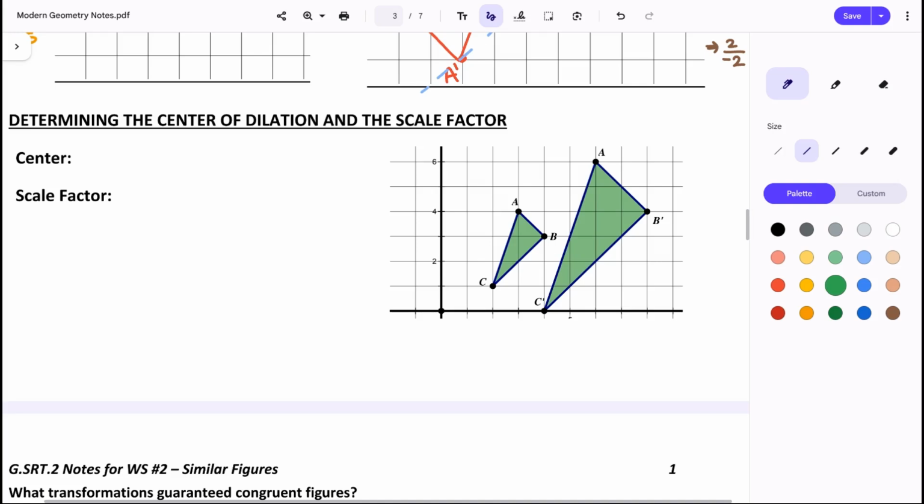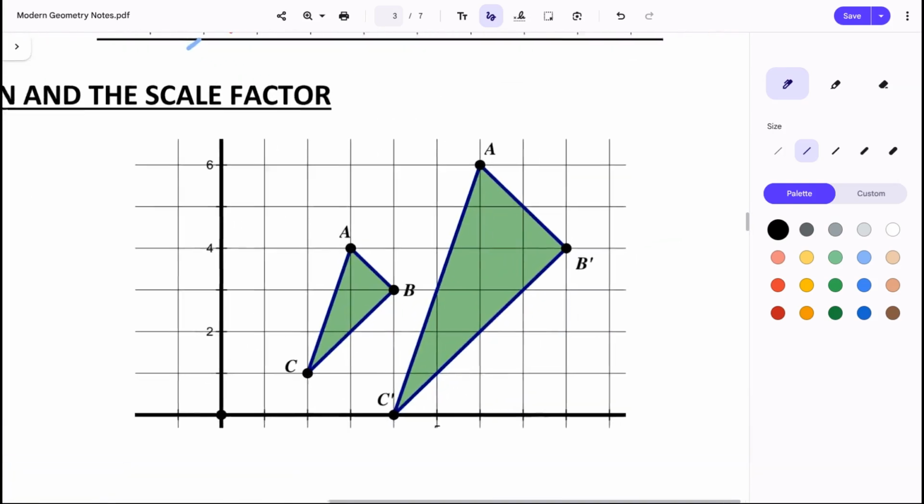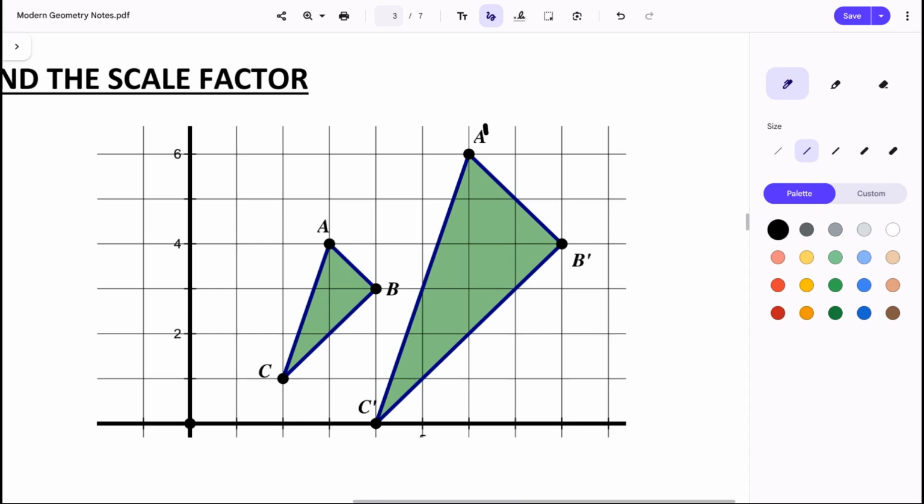If we just look at these, make sure you can identify the original shape to the new shape, and we do that by looking at the letters. So like this one that's smaller says A, B, C on it, and I will just say this one is missing its little prime marking.